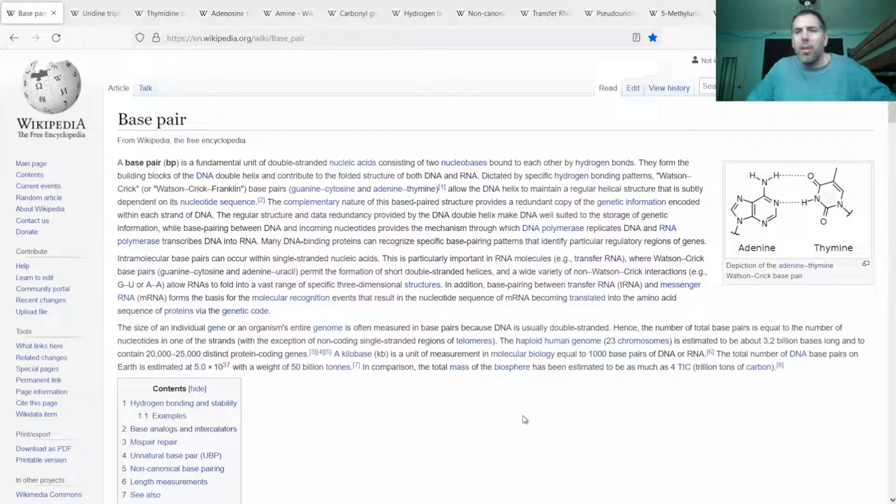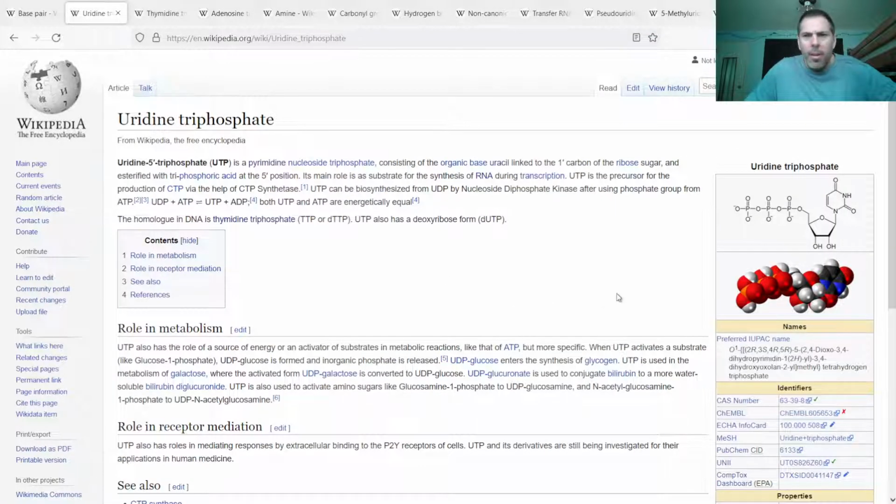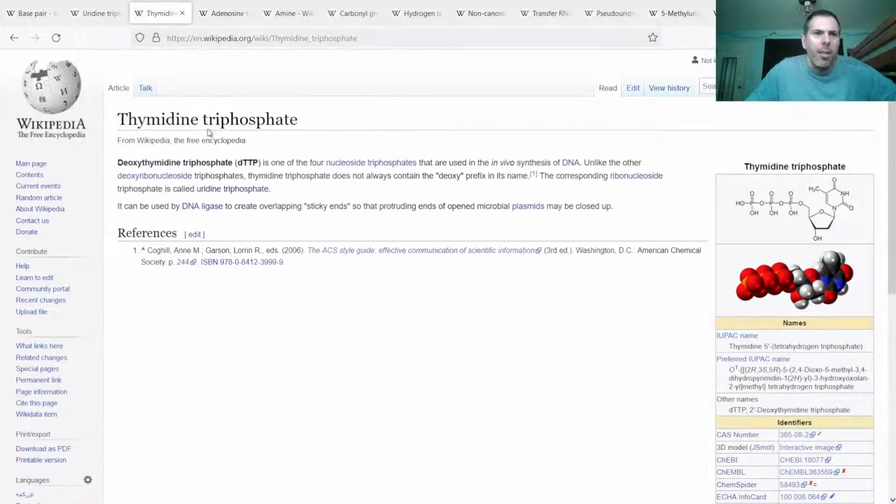As we saw earlier, the base adenine can form 2 hydrogen bonds with thymine in DNA, and adenine forms 2 bonds with uracil in RNA. So the building blocks are going to be the uridine triphosphate for RNA. You can see the oxygen down here on the ribose, and then the thymidine triphosphate for DNA with the missing oxygen here on the deoxyribose.